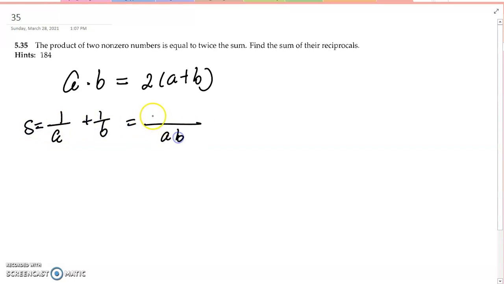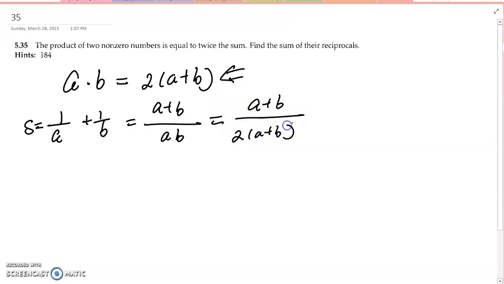So it's (a plus b) over ab. And since we have this relationship, then we know it's equal to (a plus b) over (2a plus 2b), and equal to 1 over 2, right? Why does it give you the non-zero condition? That's here.